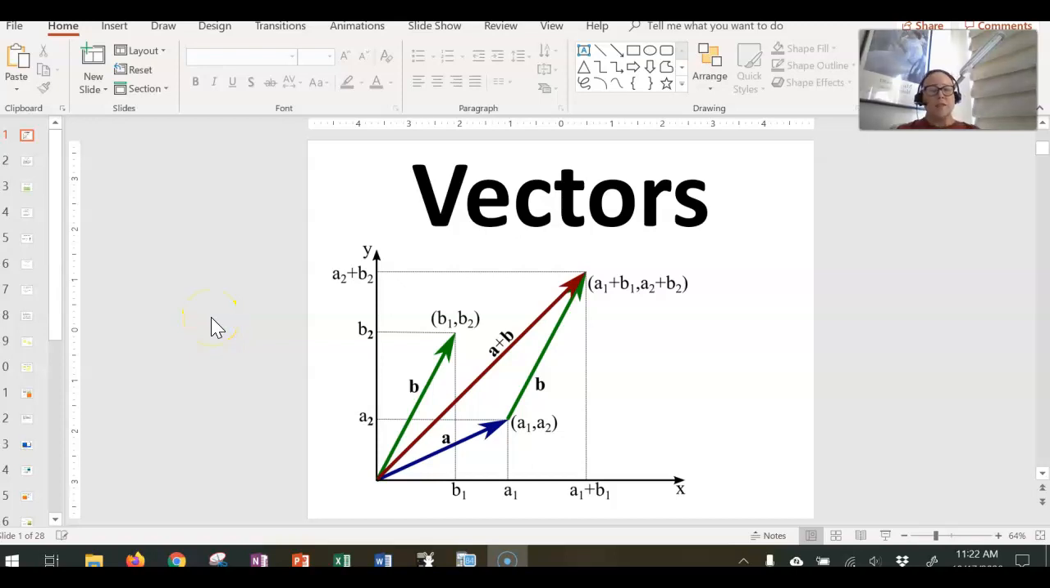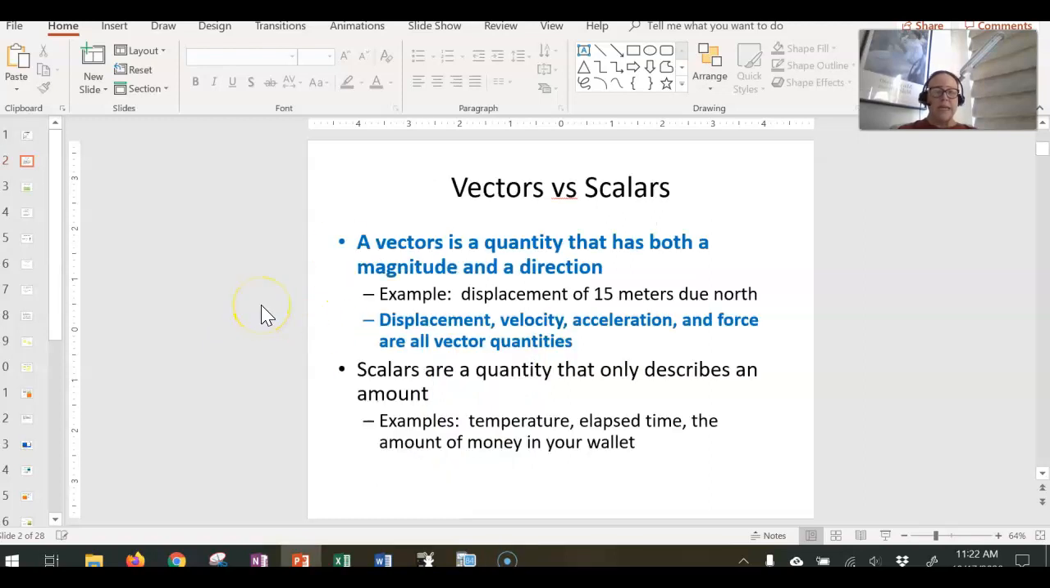This webcast talks about some of the vector math that we will need in order to handle forces that are acting in different directions. So a vector is a quantity that has both a magnitude and a direction. For example, you could talk about a displacement of 15 meters due north. 15 meters is the amount or the magnitude of the displacement, and due north is the direction.